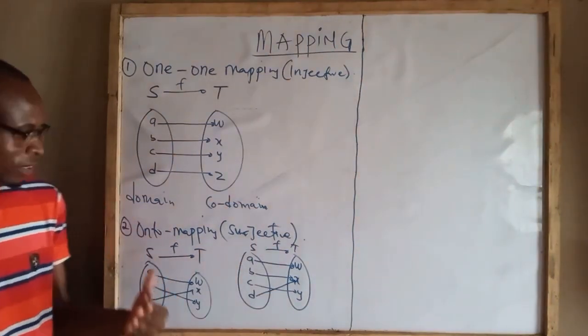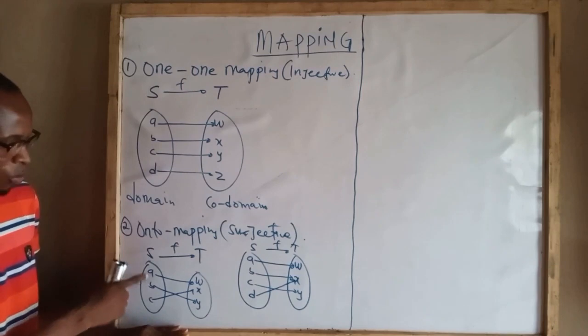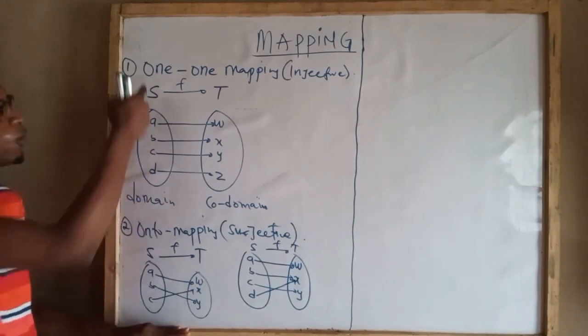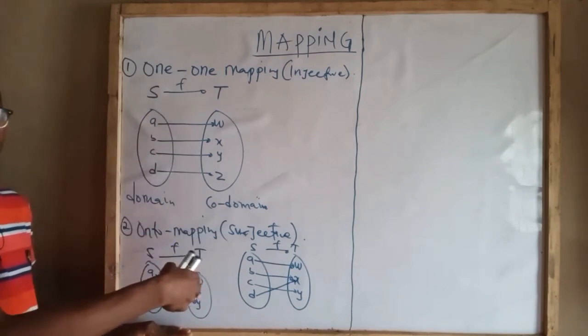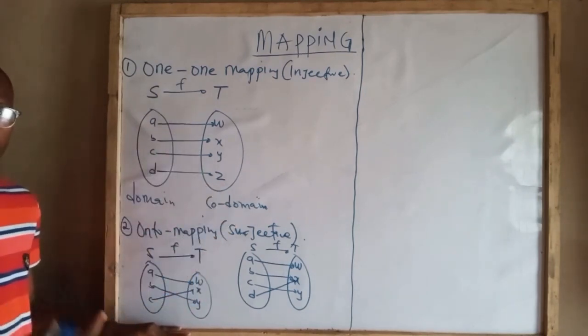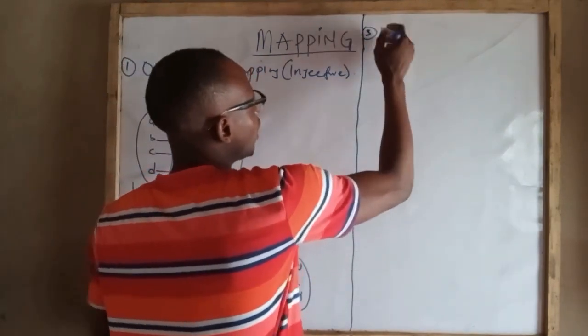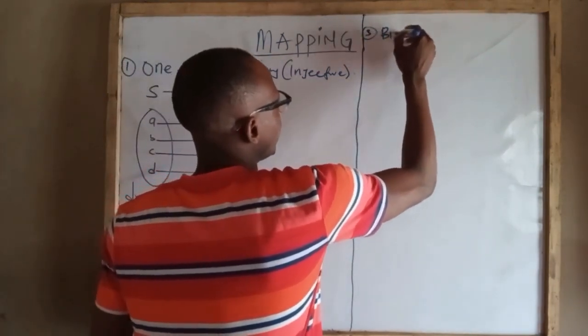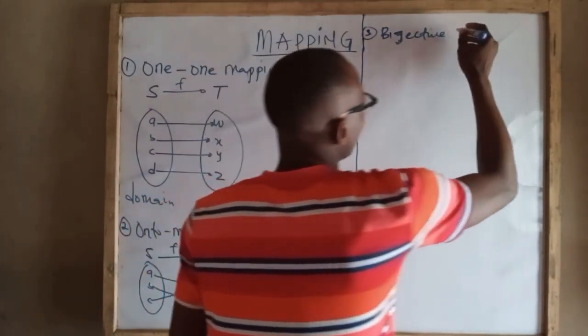Now, onto mapping can be one-to-one mapping because if you look at this one, this domain are mapped into a single element. So onto mapping can also be one-to-one mapping, but one-to-one mapping can never be onto mapping. And that is what gives rise to the third type of mapping, which is known as the bijective. Bijective, that is a combination of onto and one-to-one.